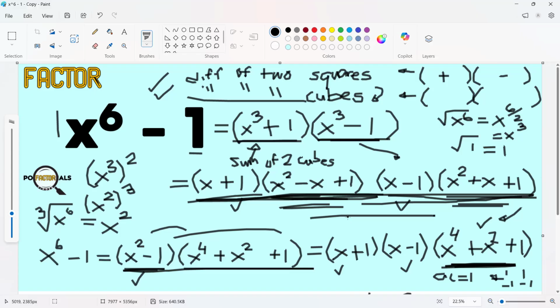We'll have another example that will allow us to use multiple steps, using the concept of difference of two cubes or sum of two cubes, or a combination of all of those processes, in the next one.